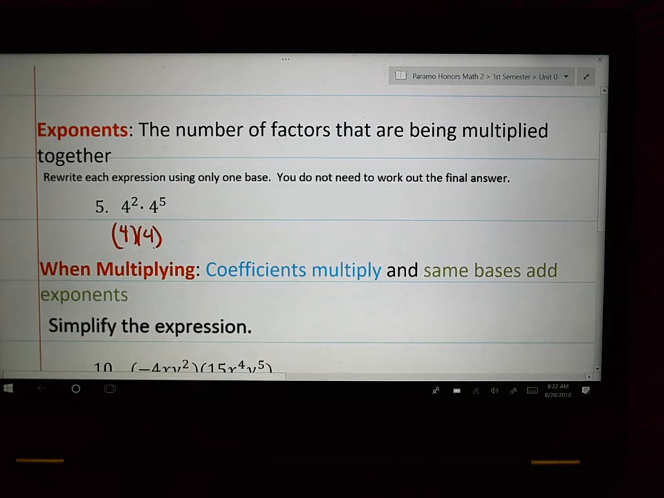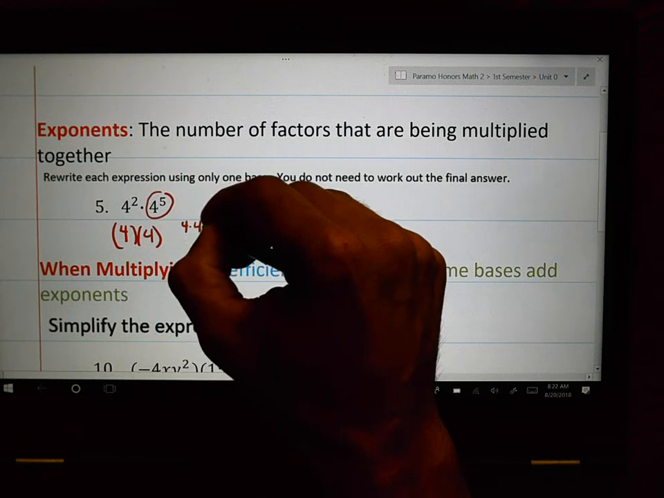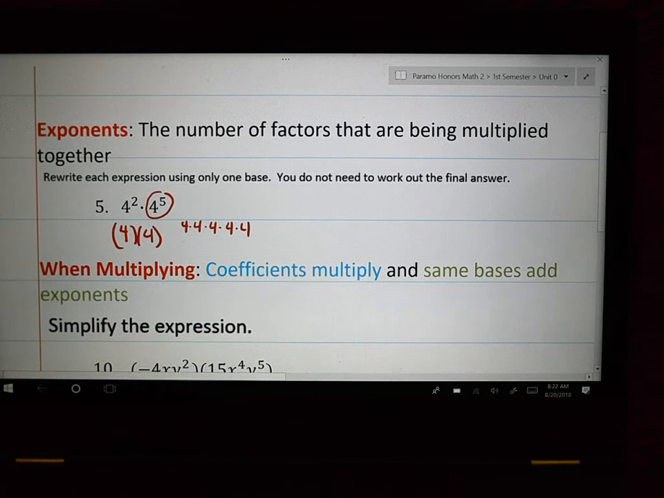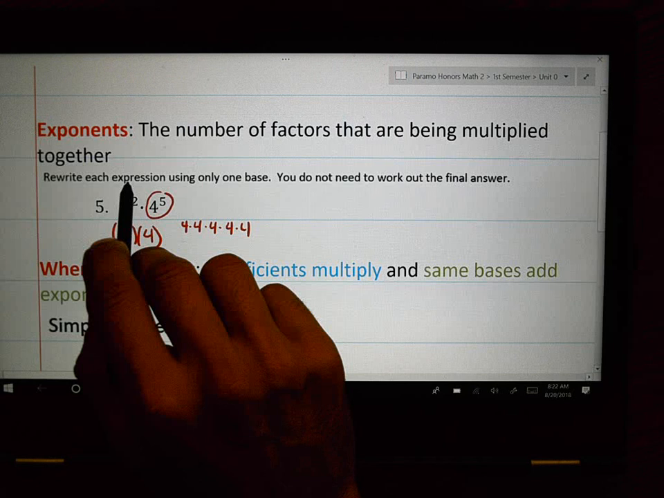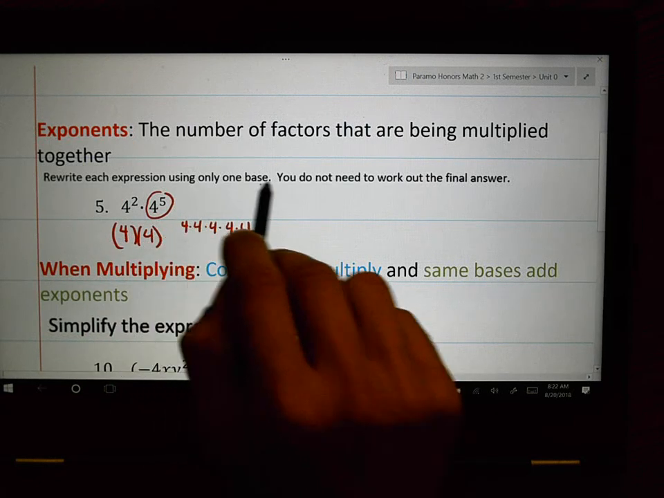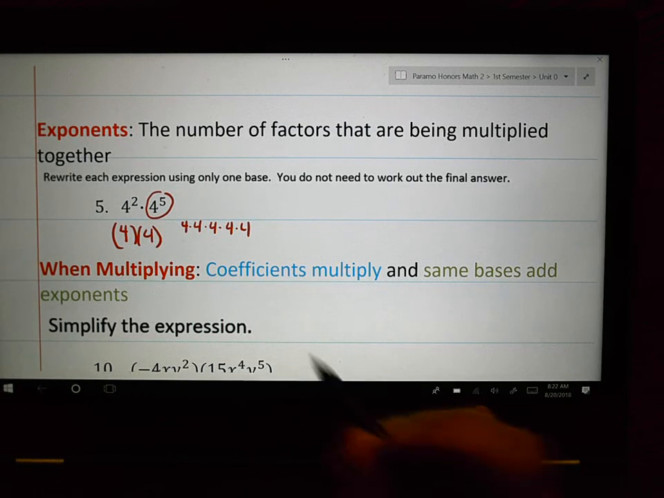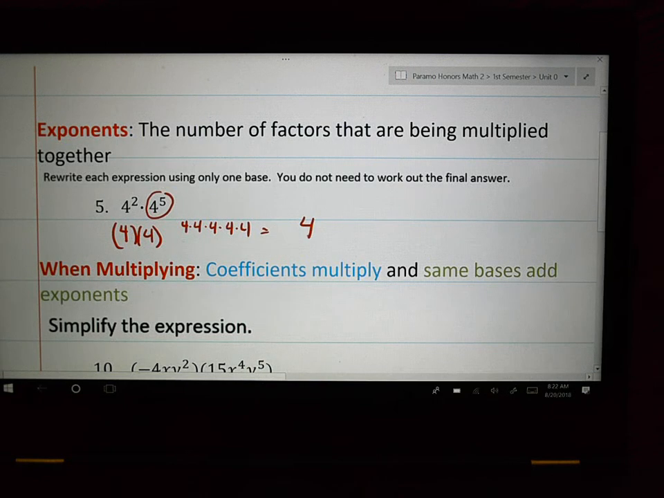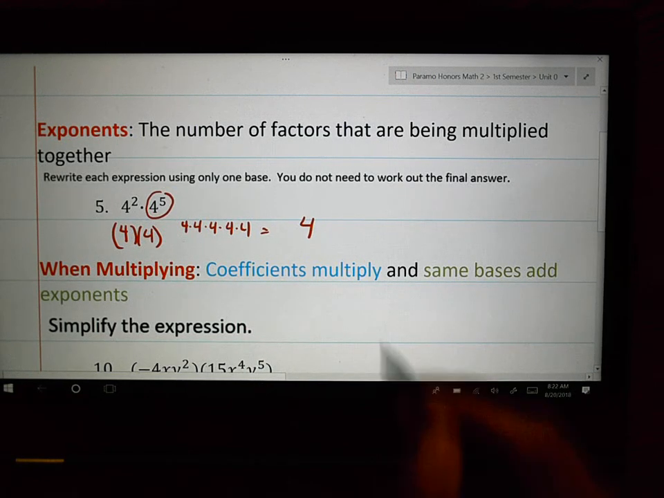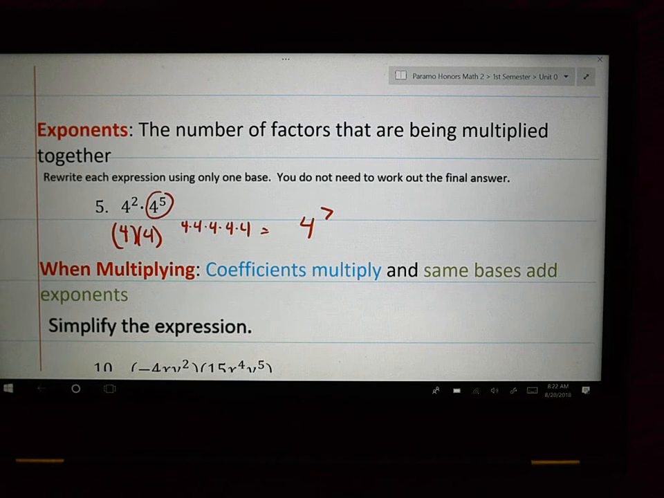Times 4, because you have 2 factors of 4 multiplying each other. And then this would mean that you have 5 factors of 4 multiplying each other. Now what this says is, rewrite each expression using only one base. You do not need to work out the final answer. So what we want you to do is say, well, how many factors is this? If there's 2 here and 5 there, how many factors of 4 do we have? And I'm hoping you know what that exponent would be if we were to simplify it. If you don't know, the answer should have been 4 to the 7th power.